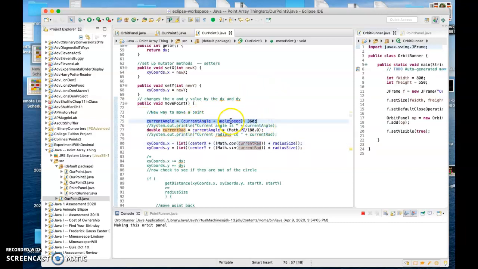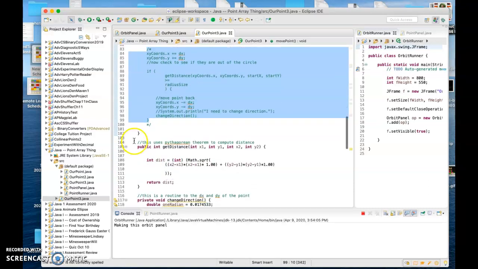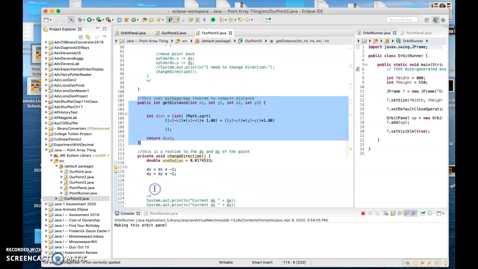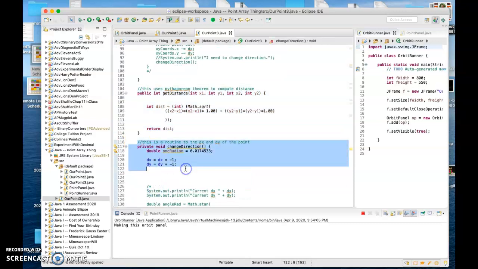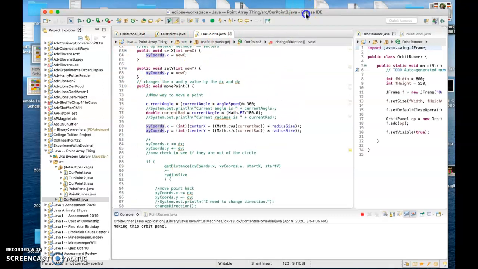So what you do is you find the current angle, you add the angle speed to it, and then I modded it by 360 to keep it within the circle. Then you do a quick conversion of angle to radians by multiplying by pi over 180, which gives you the radians. You stick this value into cosine and sine, and that gives you the new XY coordinates. That eliminates having to change directions and stuff like that. So it's very cool, but I wanted to put this out there and show you what it does.